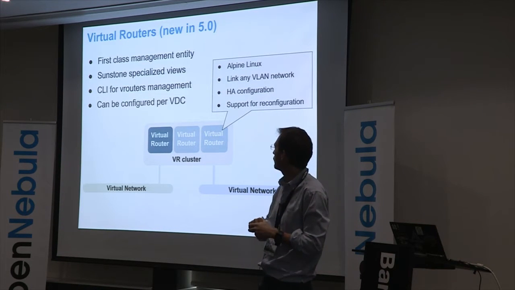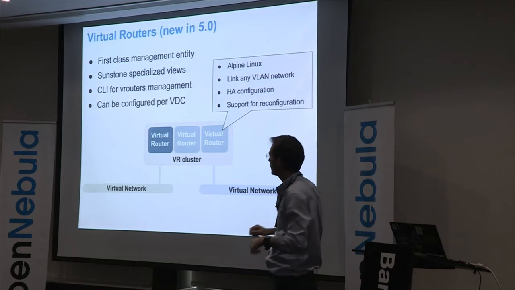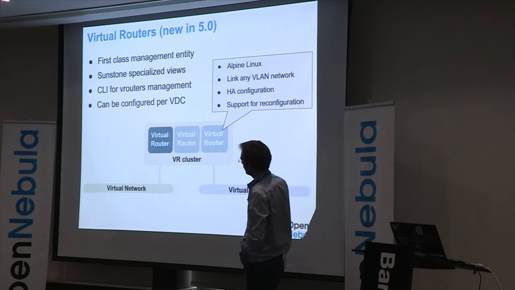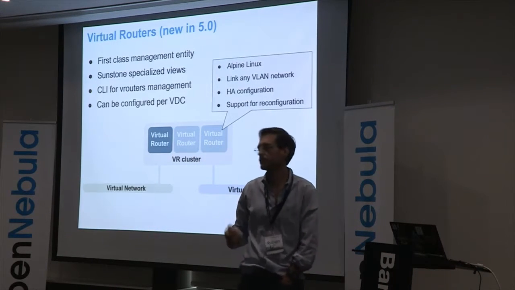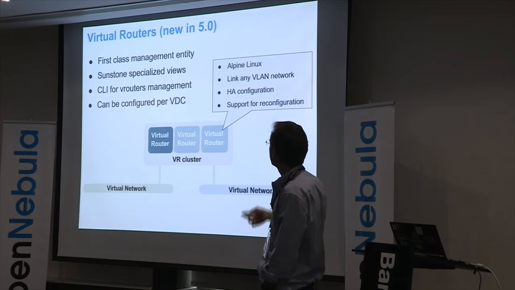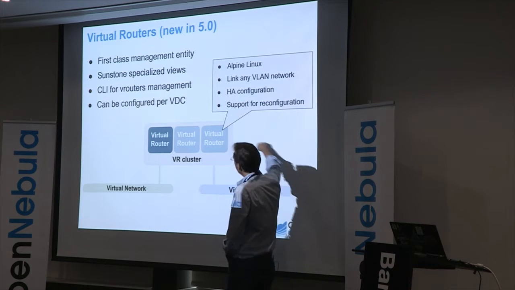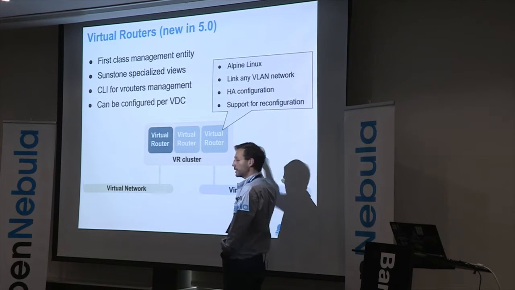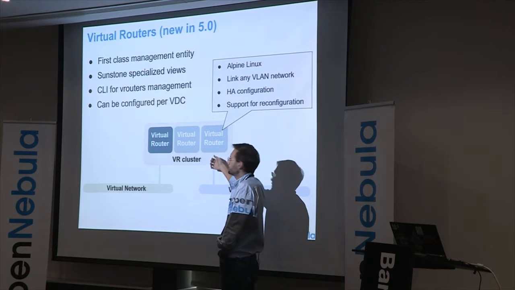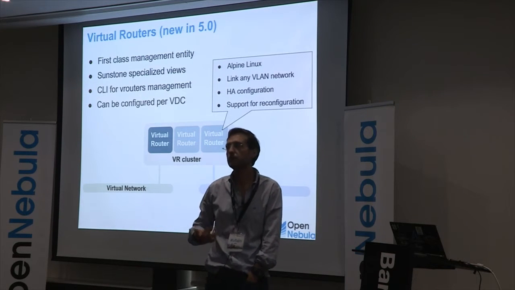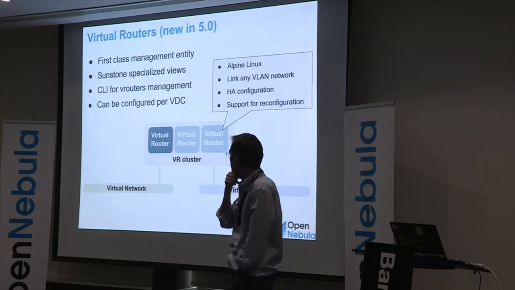It has been pre-configured with HA, so we are using Keepalived to have a cluster of virtual routers. So if one of these virtual routers goes down, the other can take the routing responsibilities for the down virtual router. And we also added support for reconfiguration. So for example, you can add more networks to route traffic across them, or detach networks from the virtual router. If you want to stop routing traffic to a given network, just detach the network interface. Or if you want to route traffic to another network, you can just attach it.